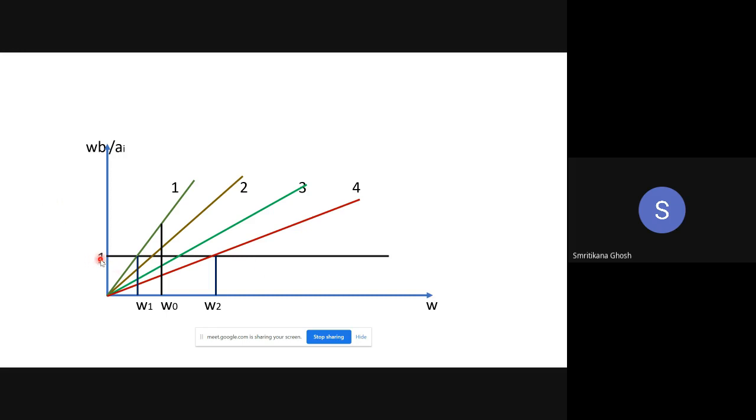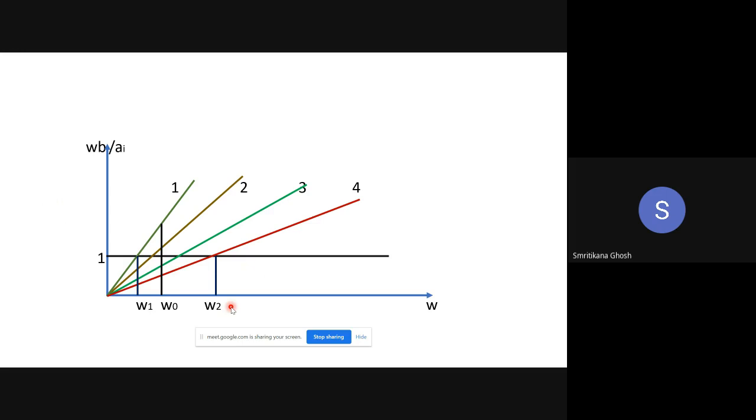So this is a line parallel to the horizontal axis. We need this line. Now look, these lines are intersecting the green and these red lines at two different points. The first point represents the relative wage W1 and the second point represents the relative wage W2.